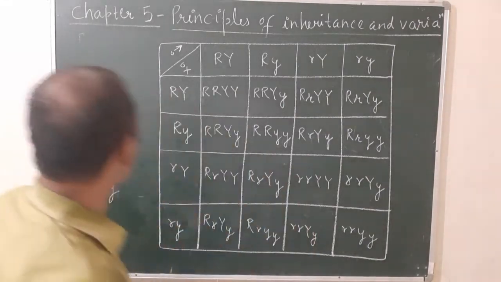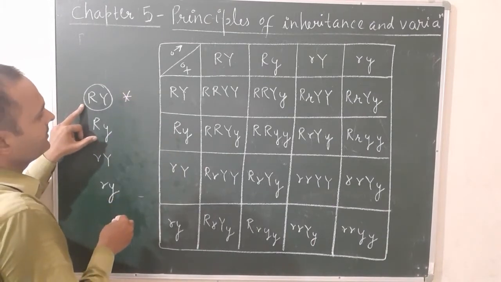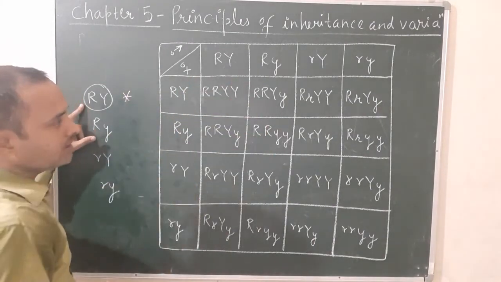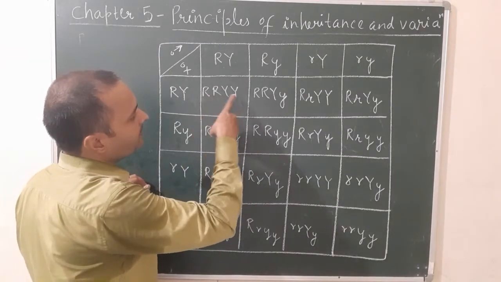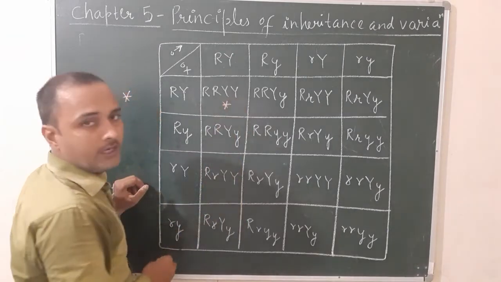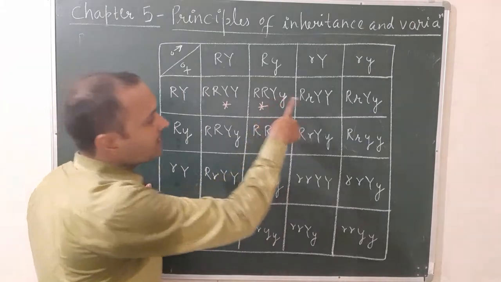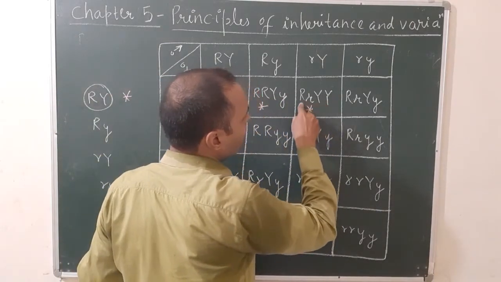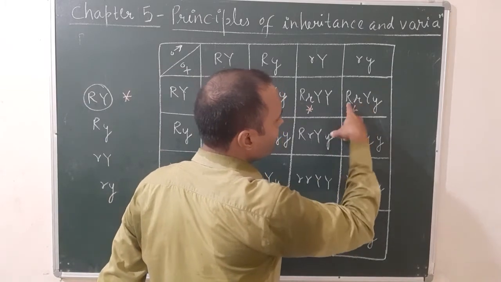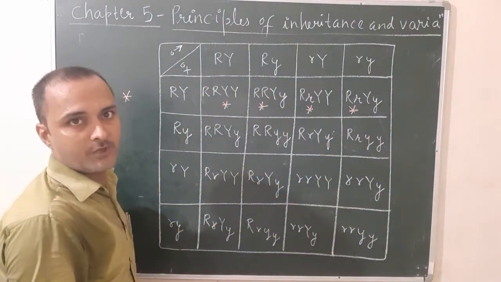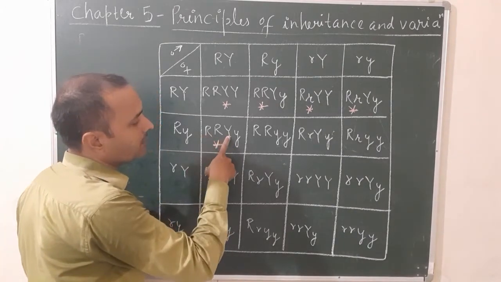So let's see. I will mark capital R or capital Y with the star sign, to find out of 16 how many are round and yellow. This will be round and yellow because capital R or capital Y is present. It will also be round and yellow. The fourth one also will be round and yellow because both dominant traits are present.